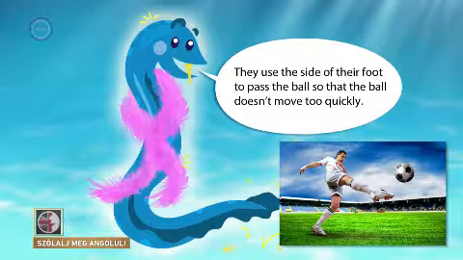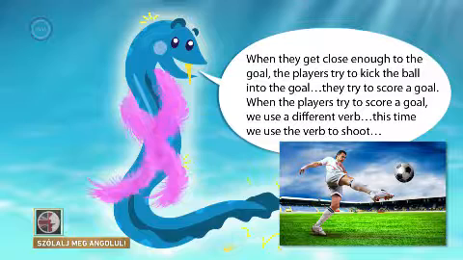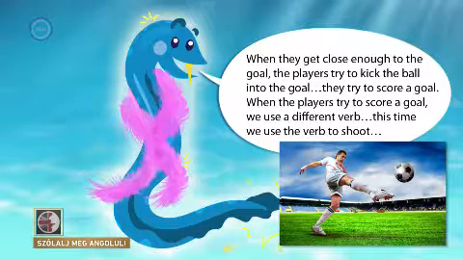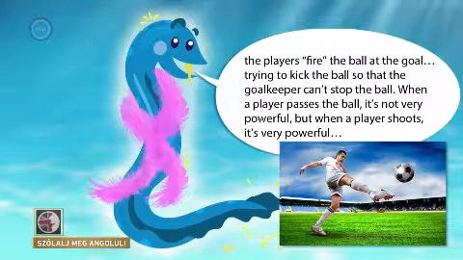When the players pass the ball, they normally use the side of their foot. They use the side of their foot to pass the ball so that the ball doesn't move too quickly. When they get close enough to the goal, the players try to kick the ball into the goal. They try to score a goal. When the players try to score a goal, we use a different verb. This time we use the verb to shoot. The players fire the ball at the goal, trying to kick the ball so the goalkeeper can't stop the ball.